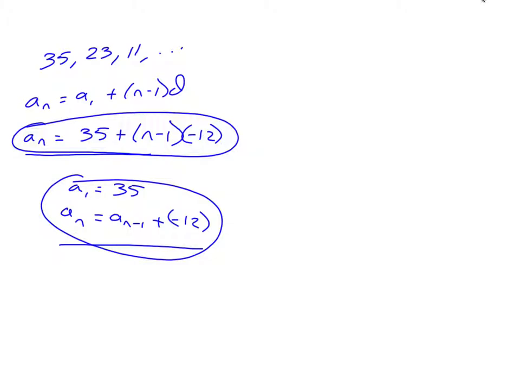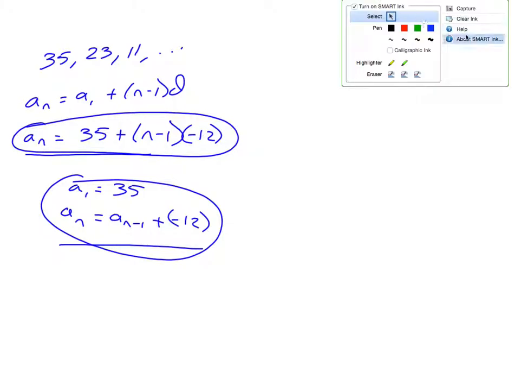So far, your first type of problems are going to be identify the difference, find the next four terms. The second type of problem, give me the explicit formula and the recursive formula. And then the next set of problems is kind of a mixture of finding missing stuff.